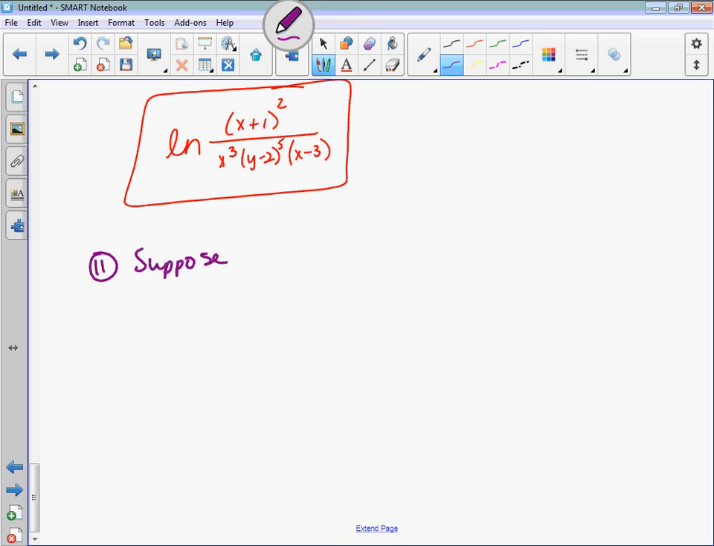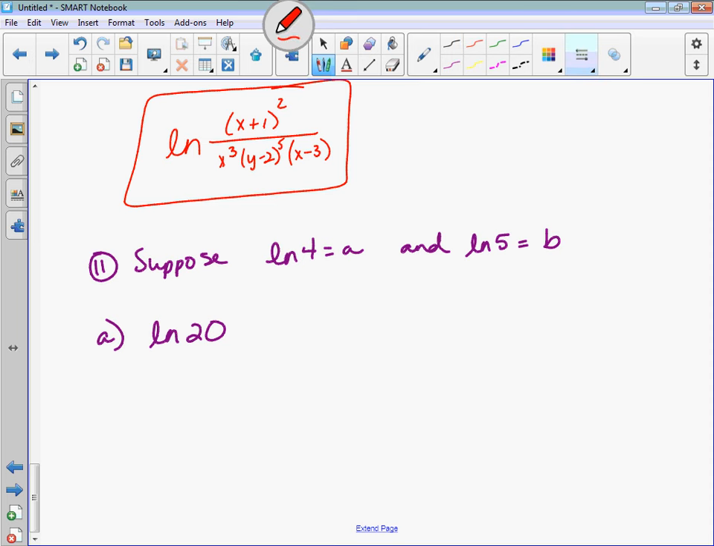Suppose natural log of 4 is equal to A, and natural log of 5 is equal to B. I want you to rewrite the natural log of 20 using just A and B. So let me show you this first one here, and then I'll give you a trickier one.